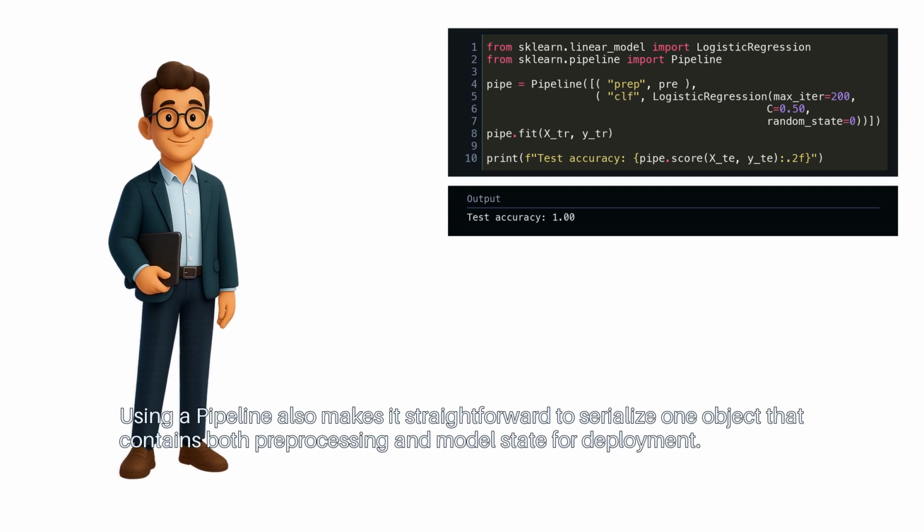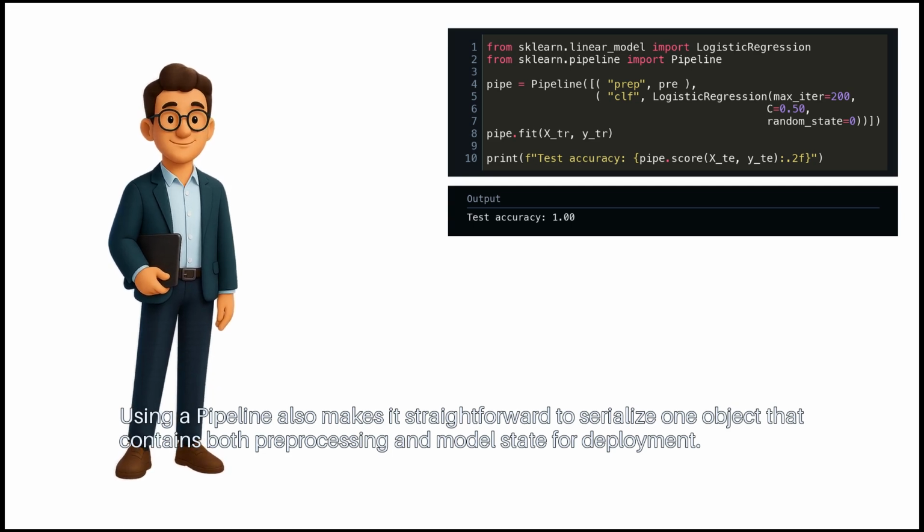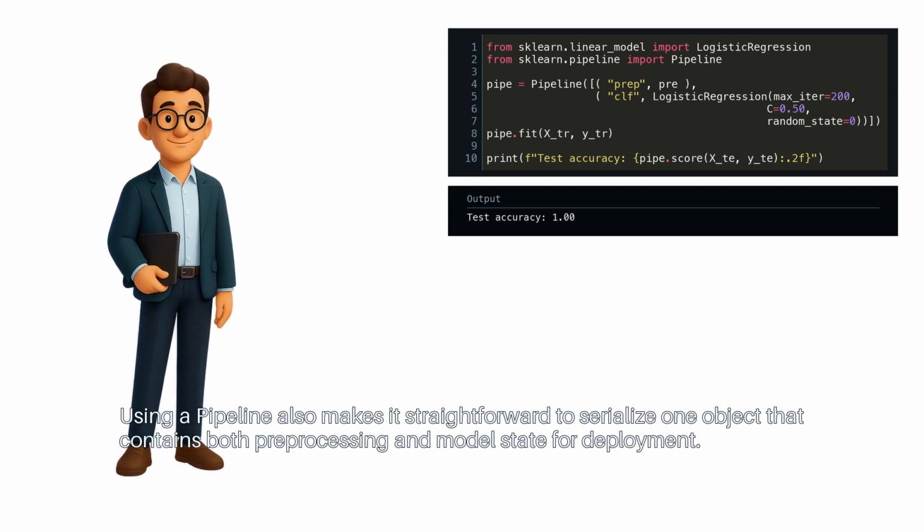Using a pipeline also makes it straightforward to serialize one object that contains both pre-processing and model state for deployment.